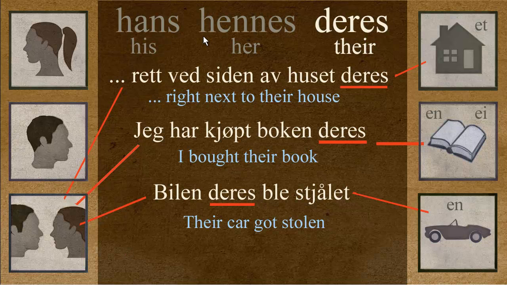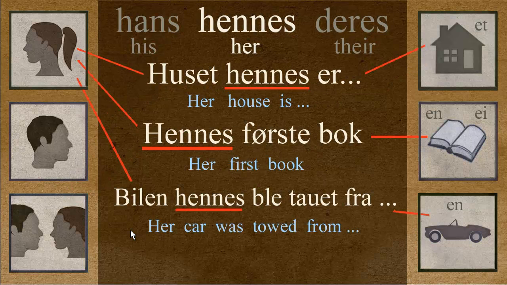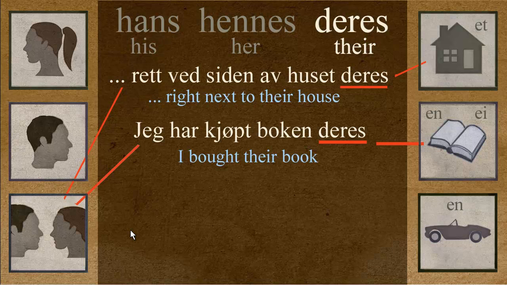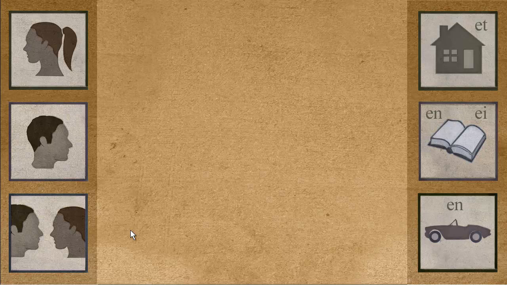Hennes, I mix up with hun sometimes, personally. I'm not embarrassed to say that. So if there may be something that confuses you, or you mix them up, you just practice, and this is how it's used. So you go back to hennes. Huset hennes, Hennes første bok, Bilen hennes, right? You just practice them, and then it's natural. You don't have to think about it before you say it, which is great.